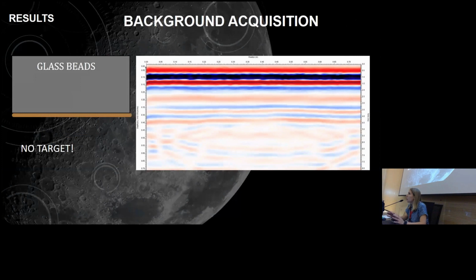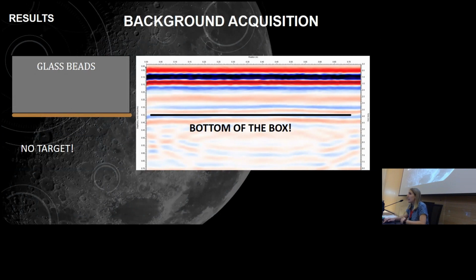First of all, I want to show you the background acquisition when inside the box there is no target at all. Here, the black line is a reference for the reflection given by the bottom of the box. Knowing that the depth of the box is 30 centimeters, if we are looking in our radargram for an anomaly given by the target, it should be found between 20 and 30 centimeter depth. So now, what happened when we insert the first target, the frozen water ice layer?